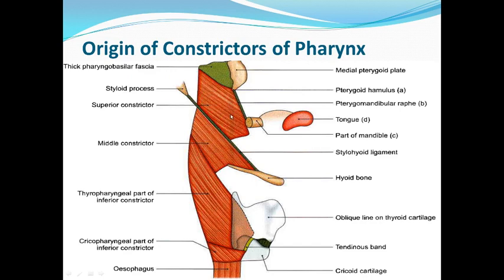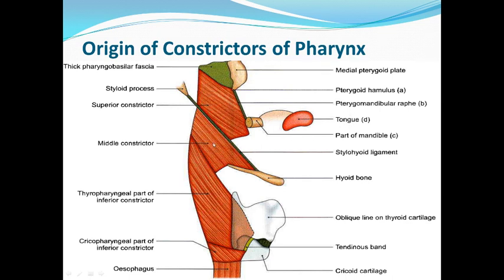So the origin of the superior constrictor is from four structures or four anatomical points: the pterygoid hamulus, then the pterygomandibular raphe, then the medial surface of the mandible, and last but not the least, the side of the posterior part of the tongue.